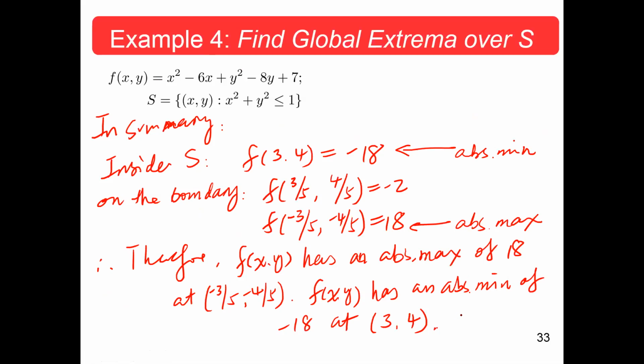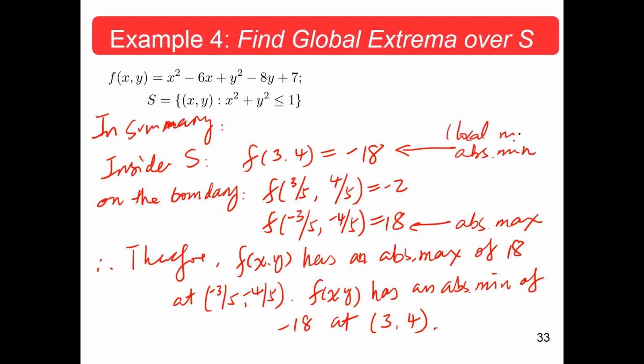This question is a little bit complicated because we have to investigate both inside of the domain, which means not considering the boundary, and on the boundary, right? For the point inside of the domain, you can just use the second partial test to find the local extrema. This is a local min. And it turns out this local min is also an absolute min, right?